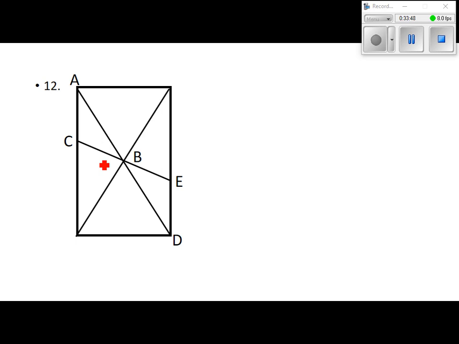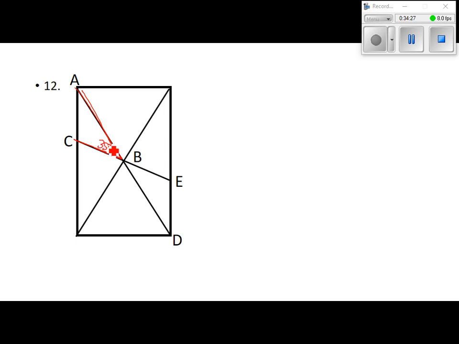Number 12. Last one. Number 12 says, Camellia is designing a new image for her cell phone case. If the measure of angle ABC is 35 degrees, measure of angle BAC is 29 degrees, and angle ACB is congruent to angle DEB, what is the measure of angle DEB? So let's see if we can list all this on this picture here. It says the measure of angle ABC, that's this angle right here, is 35 degrees. So I'm going to write that in there, 35 degrees.